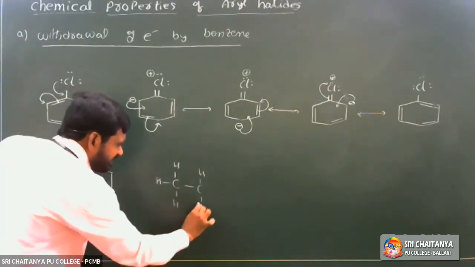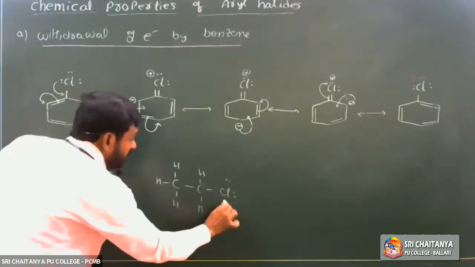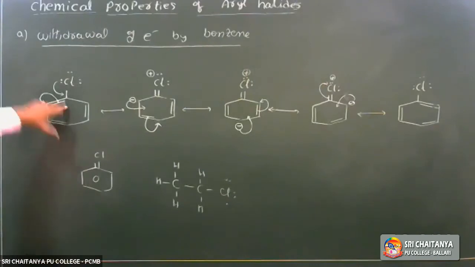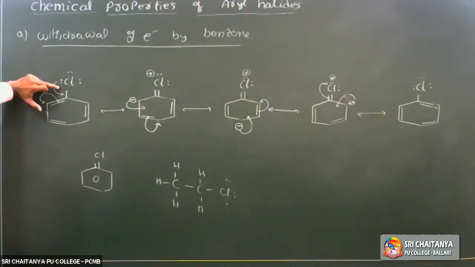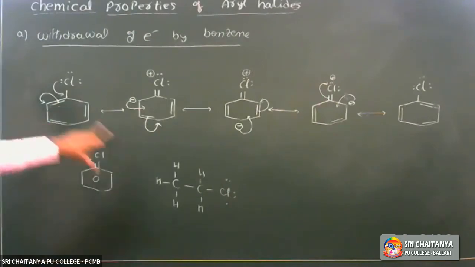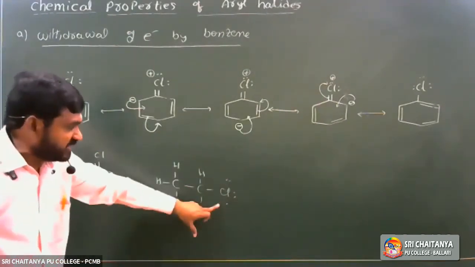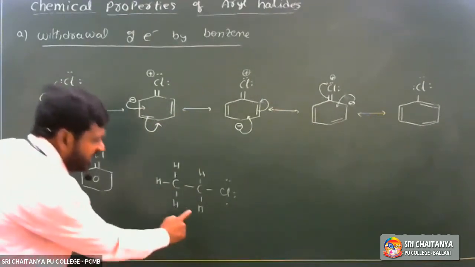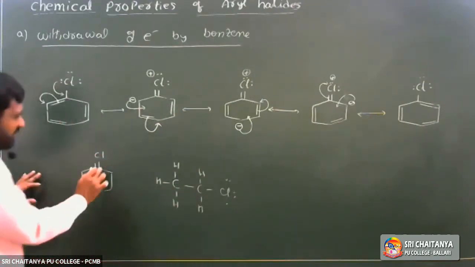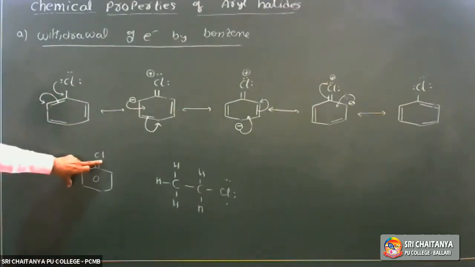resonance structures are not possible because there is no conjugation. In aryl halides, the lone pair of electrons on chlorine is in conjugation with the pi electrons of the benzene ring. In alkyl halides, conjugation is not possible, so resonance structures are not possible. In case of aryl halides, due to conjugation, the C-Cl bond has a partial double bond character.